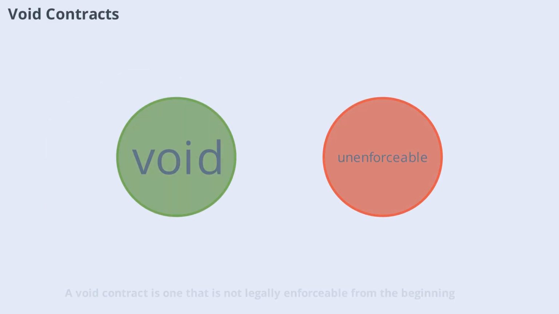A void contract is one that is not legally enforceable from the beginning. This could be because the subject matter is illegal or one party lacked the capacity to contract. For example, a contract for an illegal activity is void. Such contracts have no legal effect and cannot be enforced by either party.